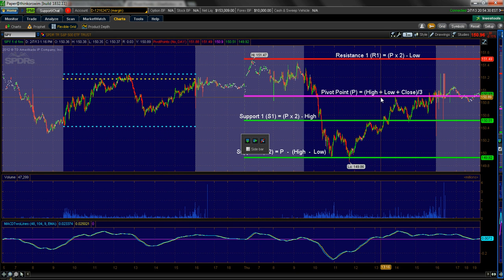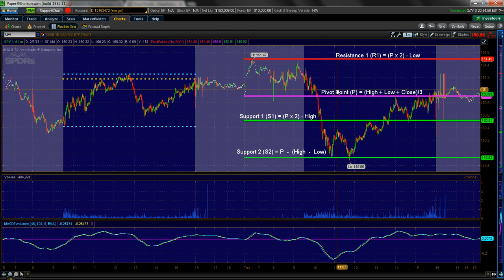There's a pivot point, which is also known as the typical price, and that's the high, the low, and the close divided by 3. So that's where you start. Support 1 is the pivot point times 2 minus the high of yesterday. And support 2 is the pivot point minus the high minus the low of yesterday.